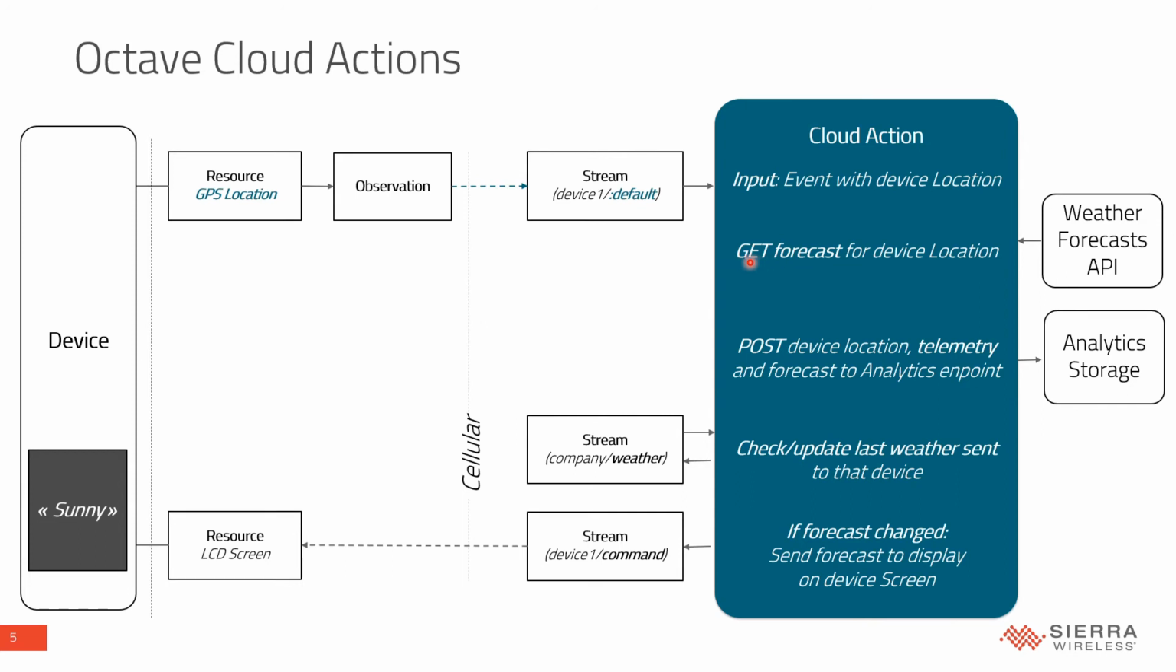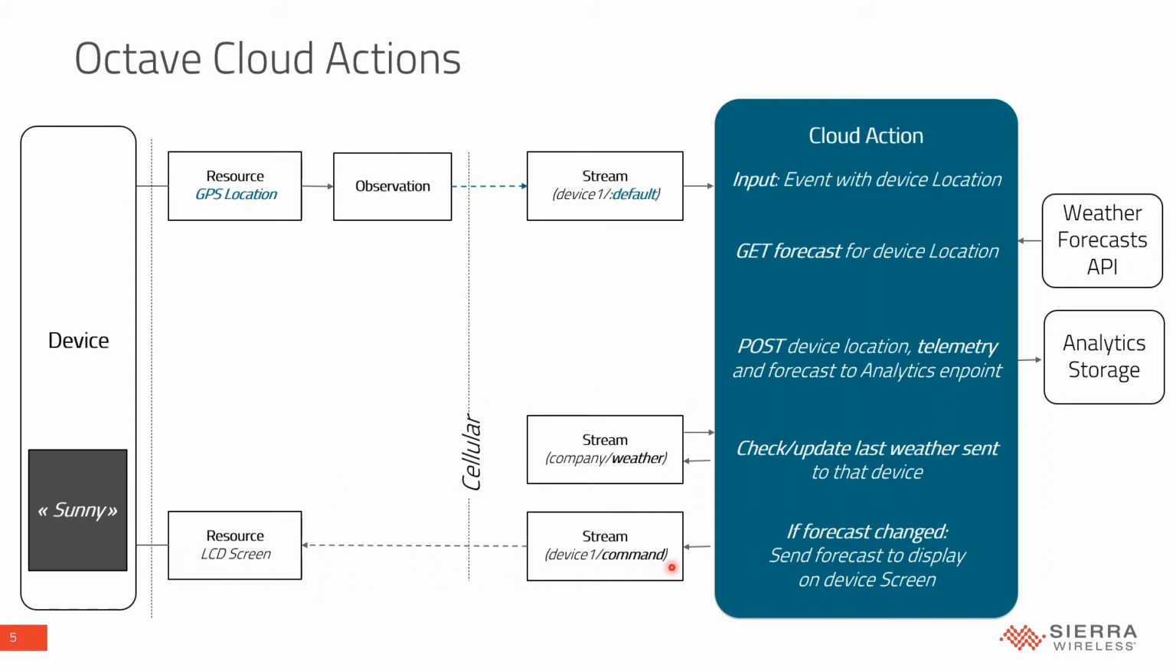It will use this information to make an HTTP GET to call a third-party API with the latitude and longitude as parameters and retrieve the weather forecast for that given location. Once that is done, it will make an HTTP POST to a third-party cloud endpoint to push the device location, whatever telemetry needs to be pushed, and the weather forecast to that endpoint. So two simple steps. And the third part is about sending the weather forecast to the device stream.